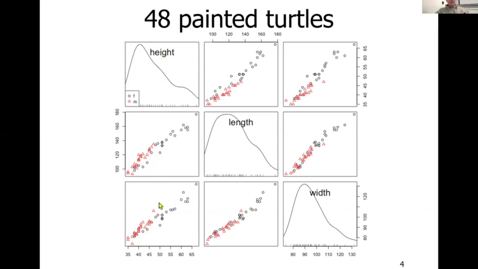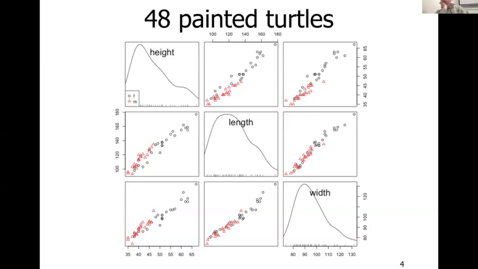If you look down this column of plots, you've got height on the x-axis, and in this case length on the y-axis. So these are the 48 painted turtle shells, and this here is a plot of length against height. And here, this is length on the x-axis and width on the y-axis. So that's a way of looking at least two variables at a time, at the relationship between those two variables.